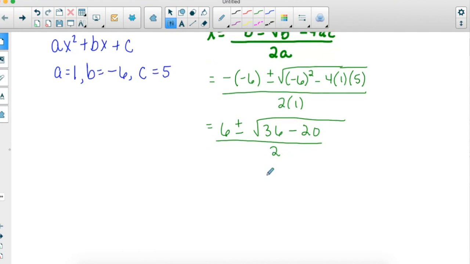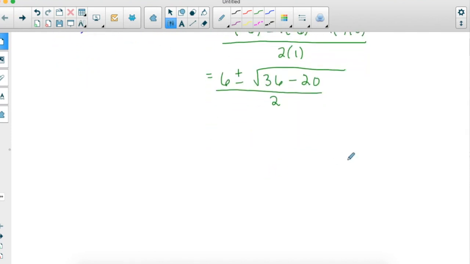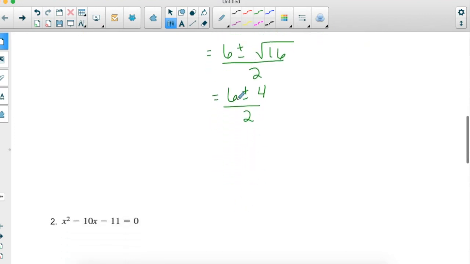Okay, let's move on. We're going to go ahead and simplify inside this radical, 36 minus 20. So I'm just going to bring down the 6 plus or minus. And 36 minus 20 is 16. So we have the square root of 16. I think you can kind of see where we're going with this. Then we have 6 plus or minus 4 over 2. Okay, so what's happening here is two things. We have 6 plus 4 and we also have 6 minus 4.